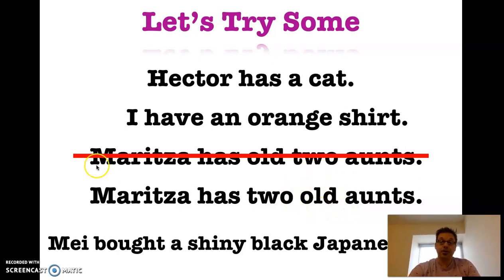Try another one. May bought a shiny black Japanese car. Okay? So words like shiny must come before the color. And the origin, remember, Japanese here, must come after color. Okay?